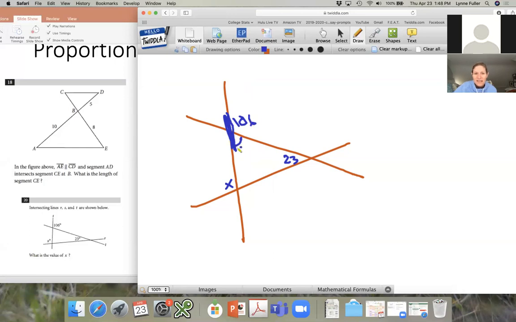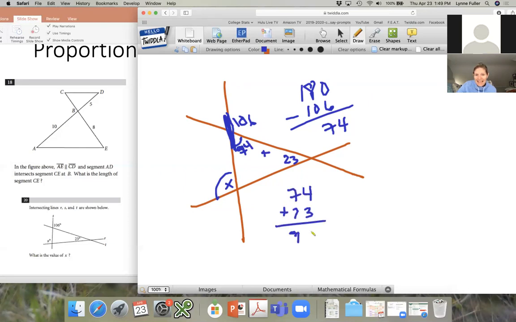180 minus 106 leaves me with 9. Oh, wait, what am I saying? 74. Geez, my brain. Okay. So 180 minus 106 leaves us with 74. Okay, now here's what you can do. You can do 180 minus 74 minus 23, getting this angle, and then 180 minus that angle, getting you that angle. Or you can remember back to geometry that your exterior angle is equal to the sum of the interior two. So 74 plus 23 is 97, and that is your angle for X.